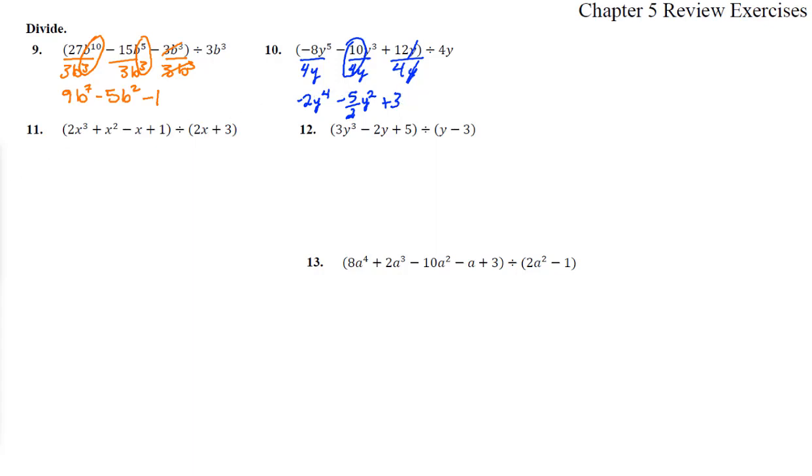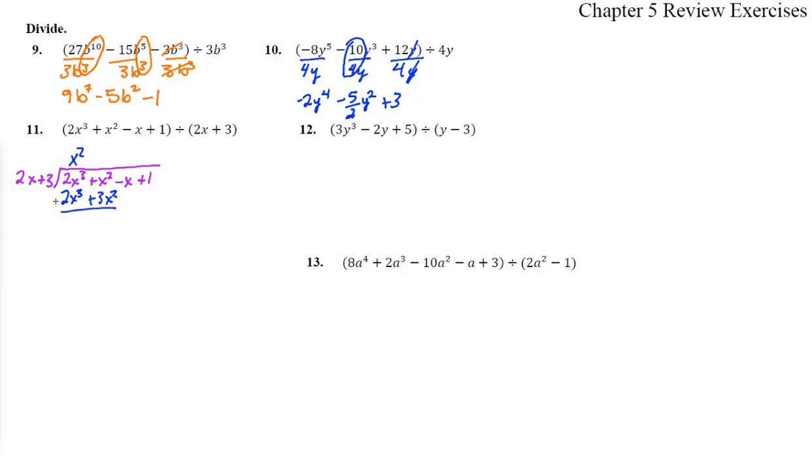Good. Number 11. Here we're dividing by a binomial, so we need to do it the long way. So we have 2x plus 3 going into 2x cubed plus x squared minus x plus 1. All right, as we do this, 2x goes into 2x cubed how many times? That would be 1x squared. Now note that when we multiply that, we get 2x cubed plus 3x squared.